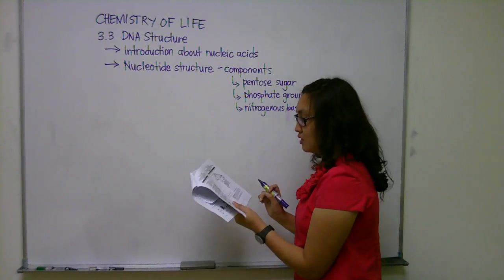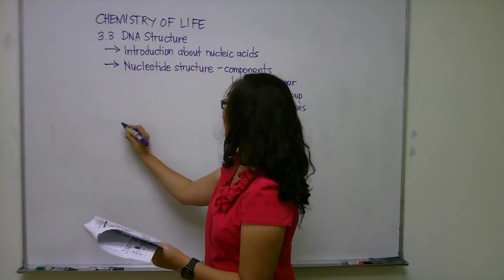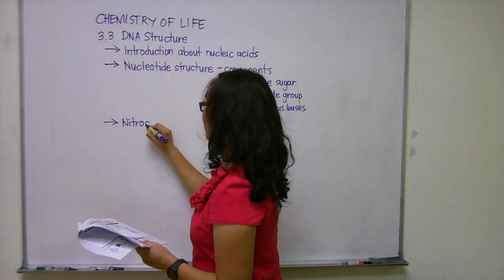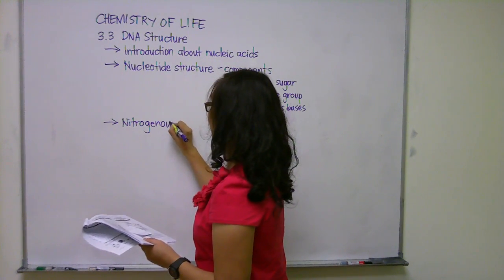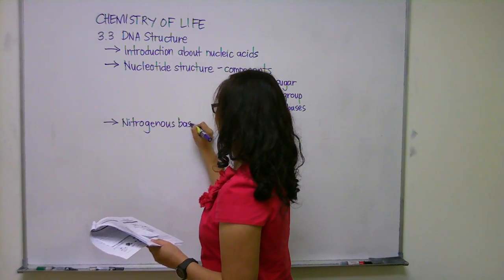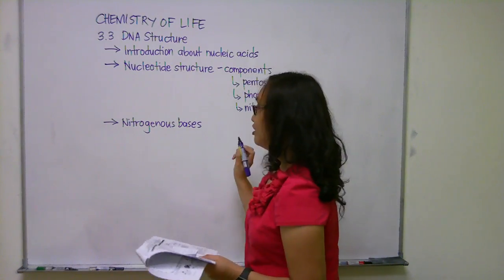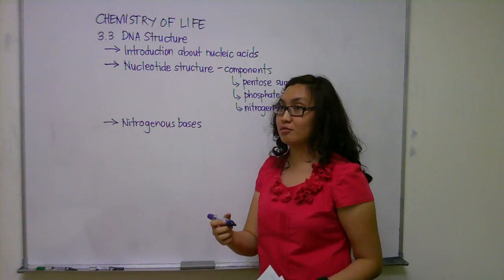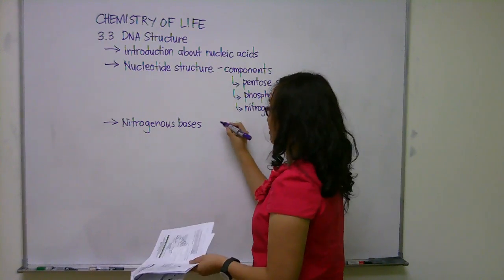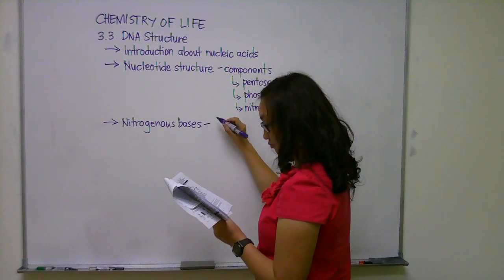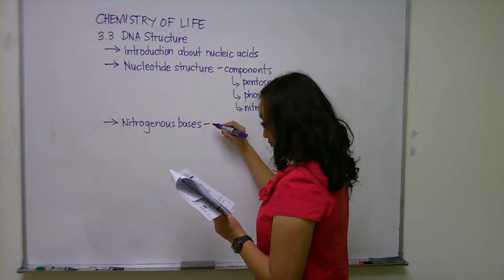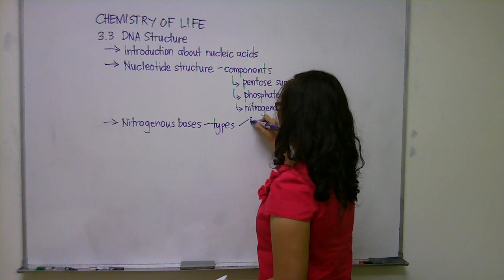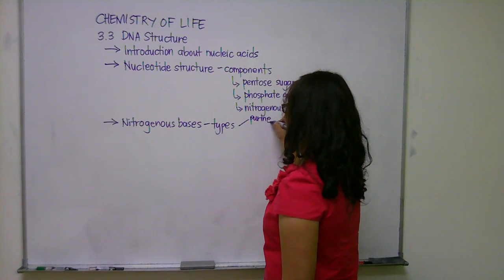Okay, so under the nitrogenous bases, the students have to be familiar with the types as well. For example, we have the purine and the pyrimidine.